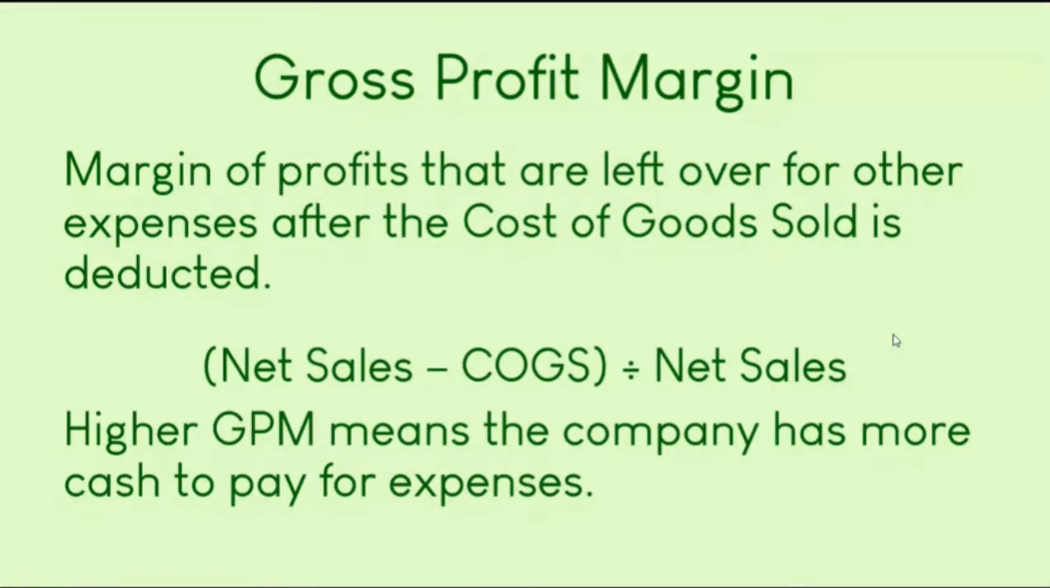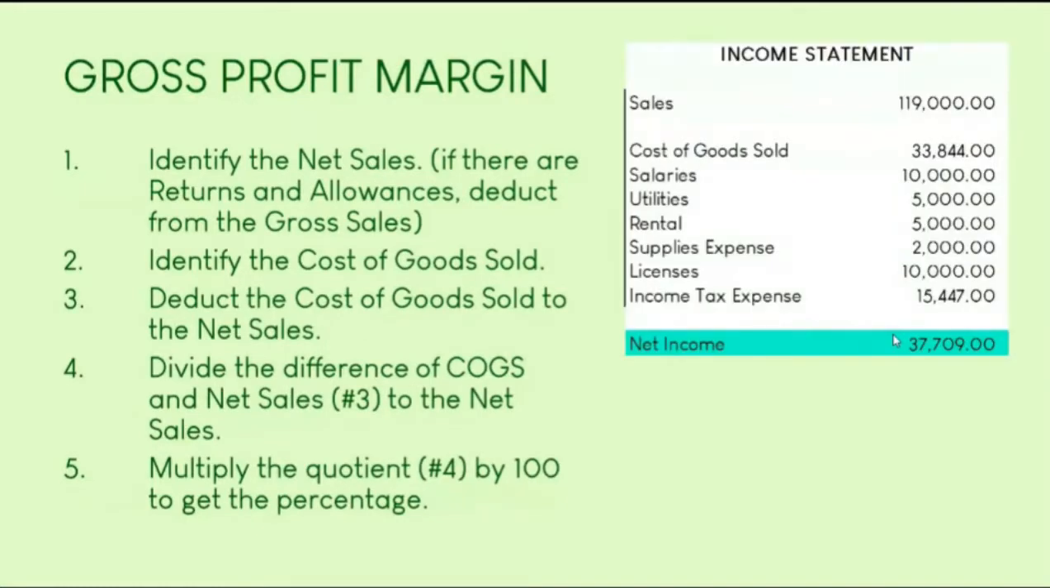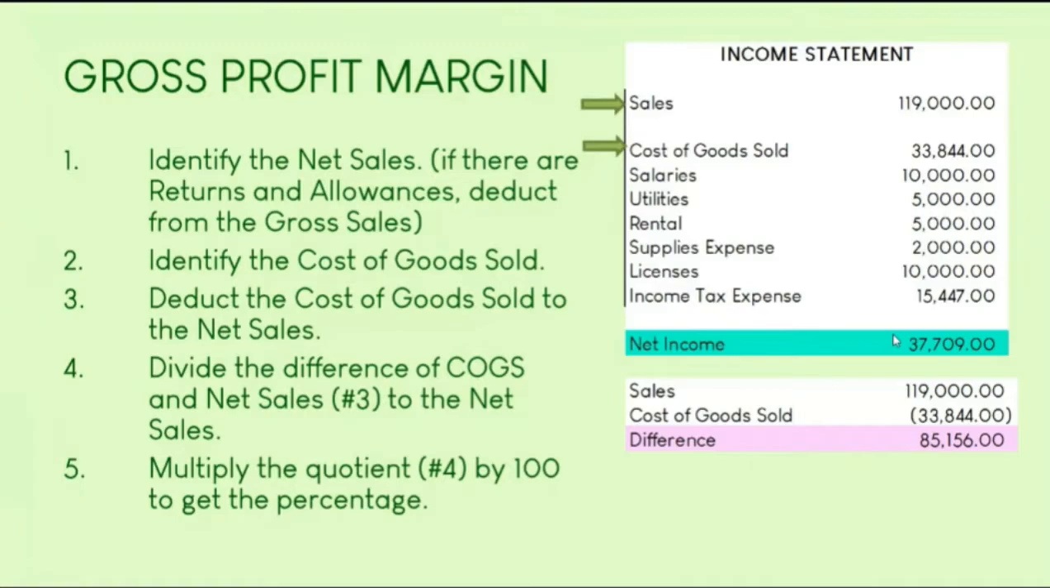So for example, first let's identify the net sales. In this case, it is just sales 119,000. Then we identify the cost of goods sold, which is 33,844. Then we divide the difference. We compute for the difference.